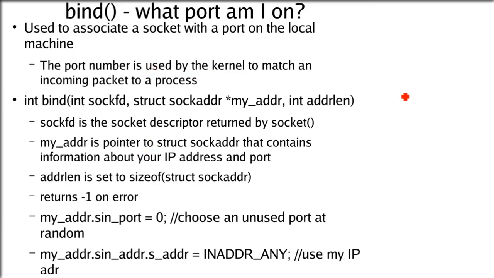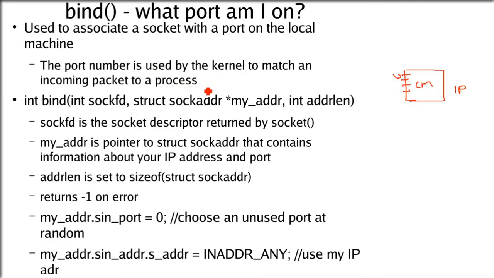Then we have bind. What port am I on? That means you are talking about a system. The IP is fixed on the internet. Then what about the services? Because different application services are running. It may be some UC Browser, it may be Google Chrome or some FTP. So this port binds to the actual application, actual service, actual process. So this is used to associate a socket with a port on the local machine.